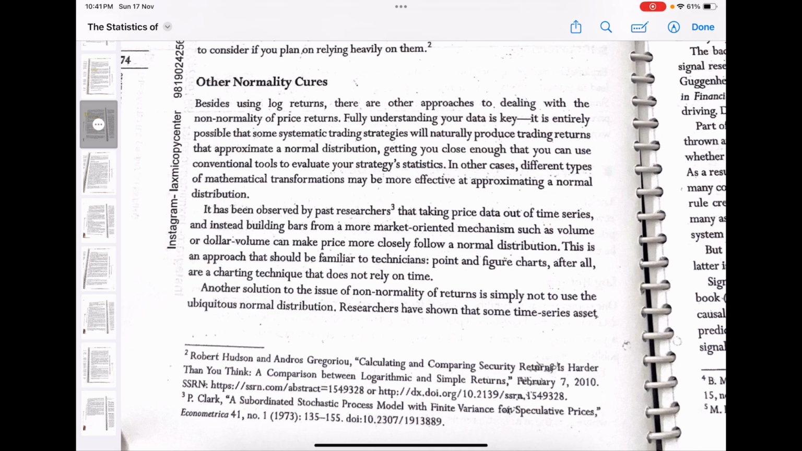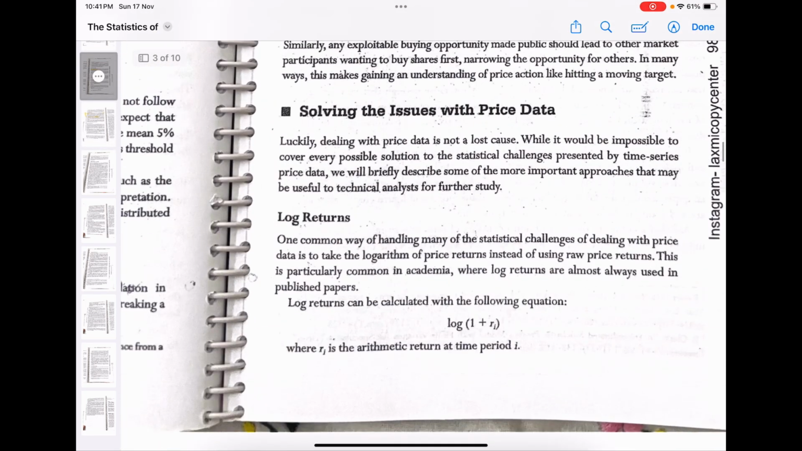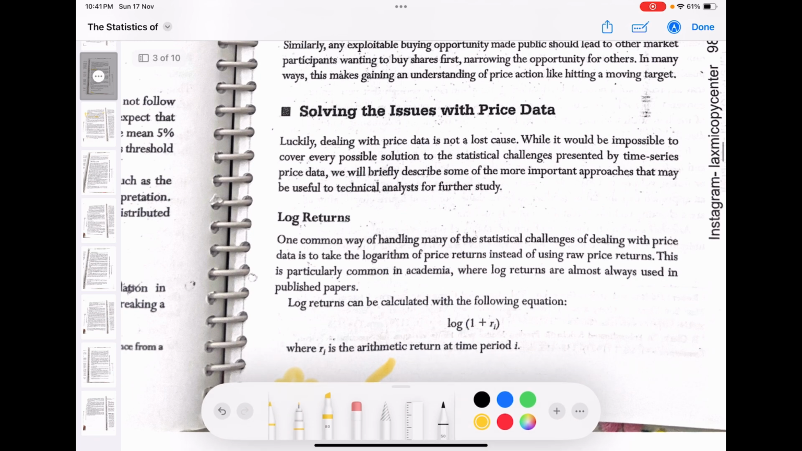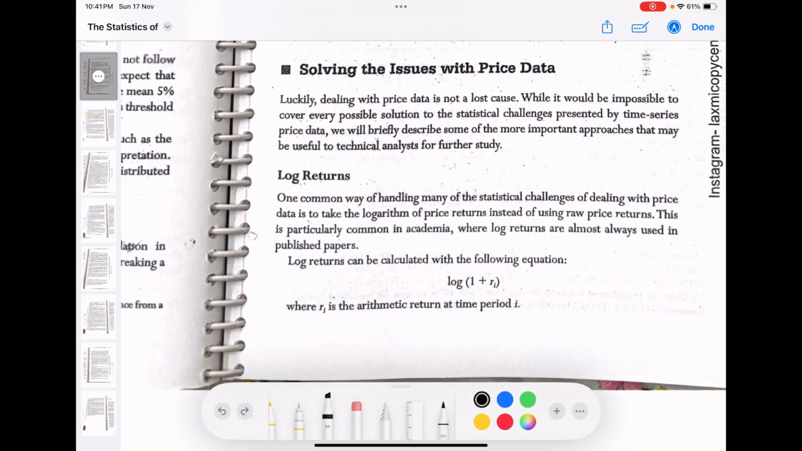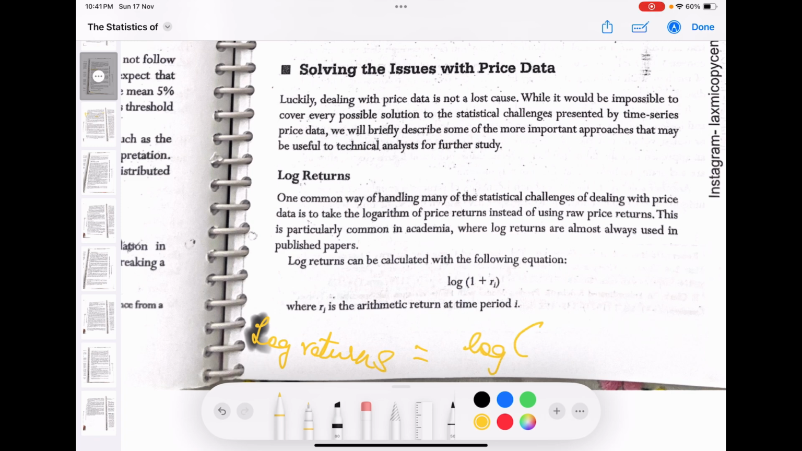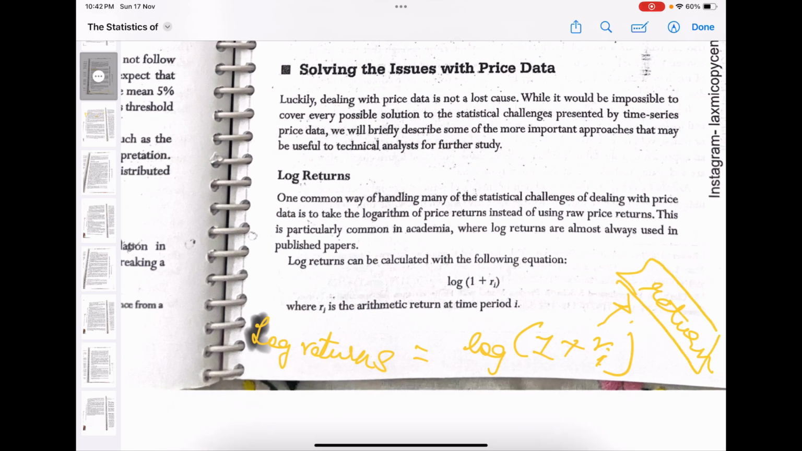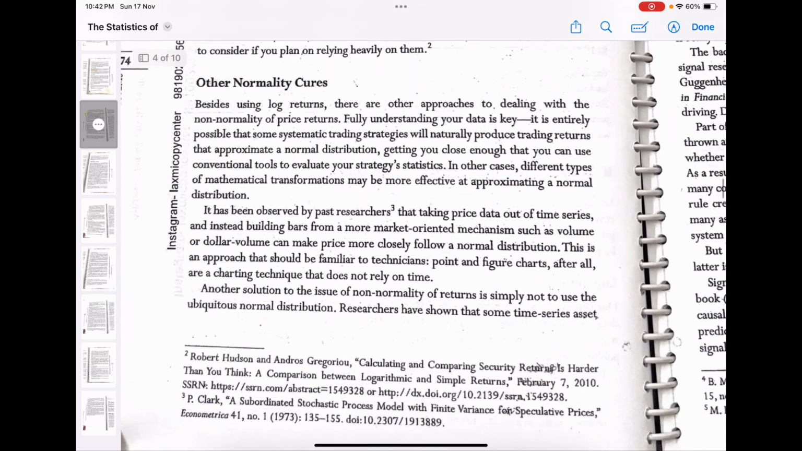Besides using log returns, let's just quickly revise the log formula. How do you calculate log returns? You calculate log returns as log of 1 plus R_i, where i is the time period and R is the arithmetic return.